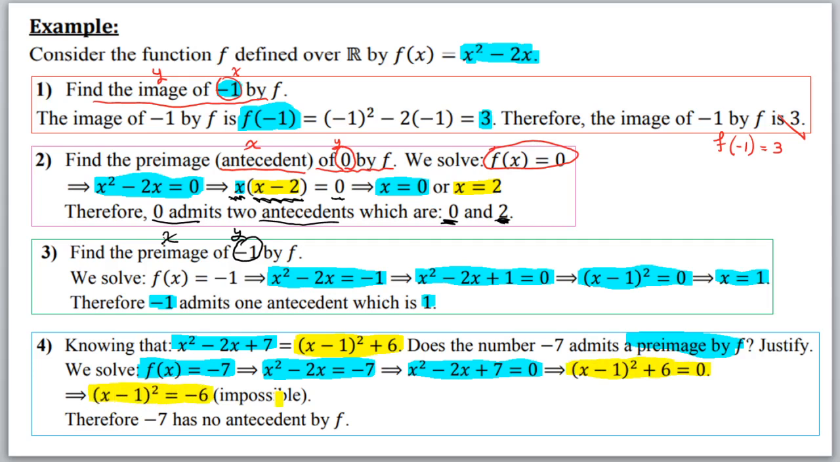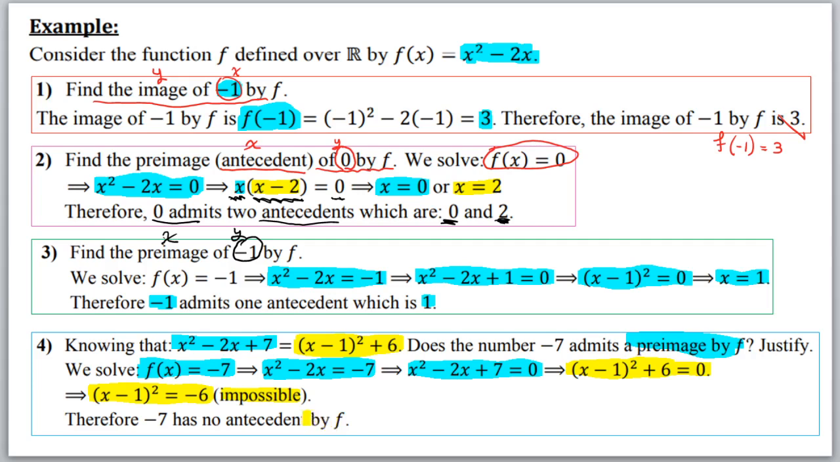Okay, impossible. Why impossible? Because whatever value I put in place of x here, I have a square. So whatever the value is, when I square it, it has to come out positive. So when I write equal minus 6, anything squared equal minus 6 is impossible. So therefore minus 7 has no antecedent by f.